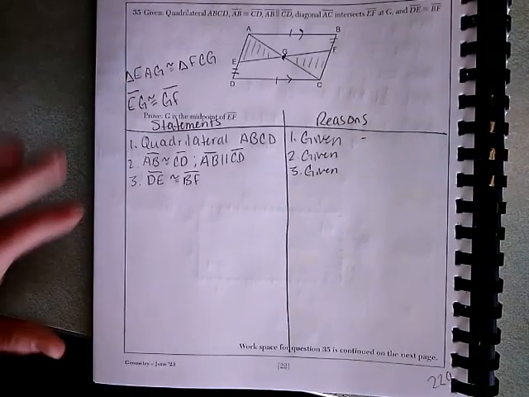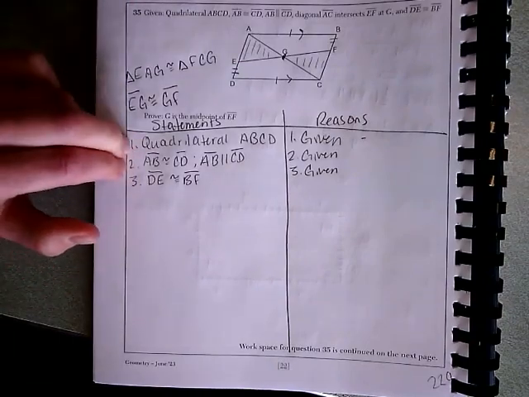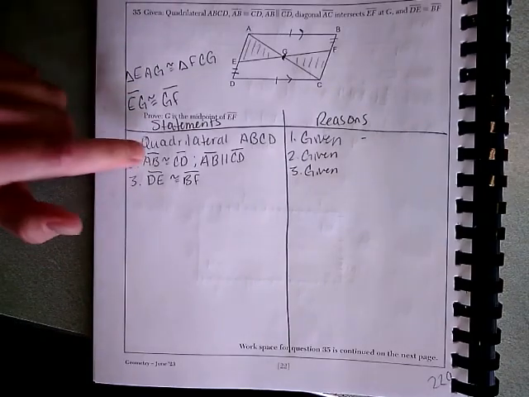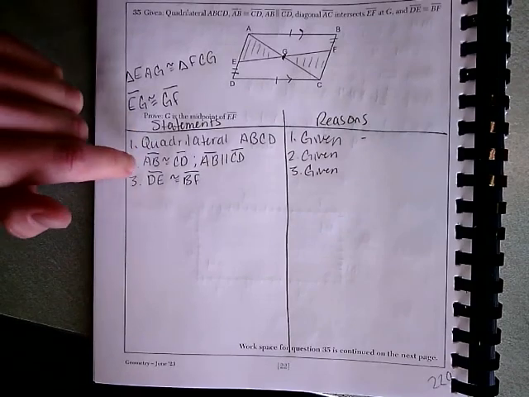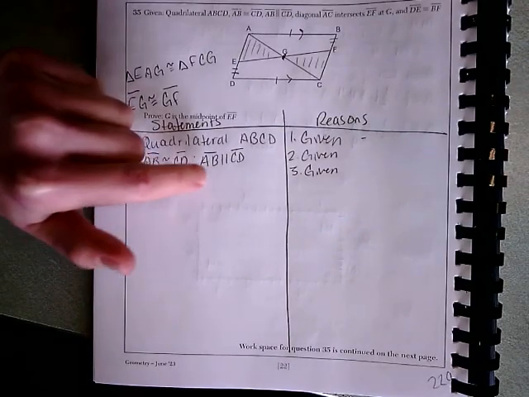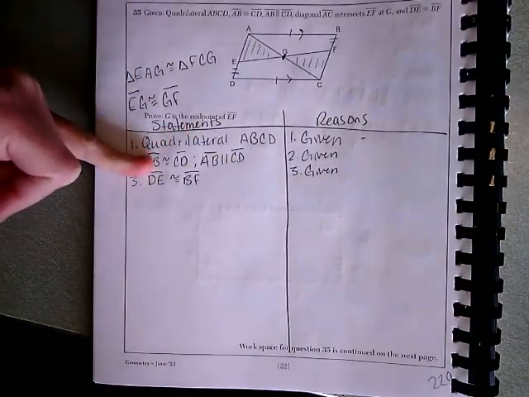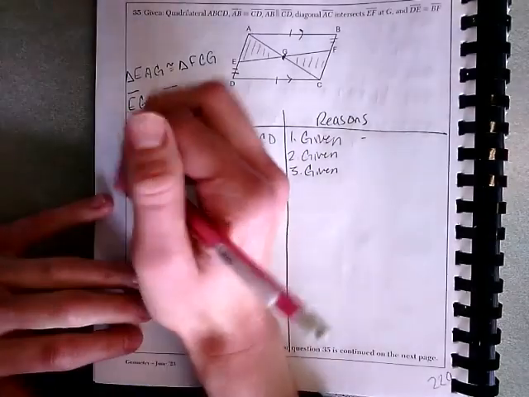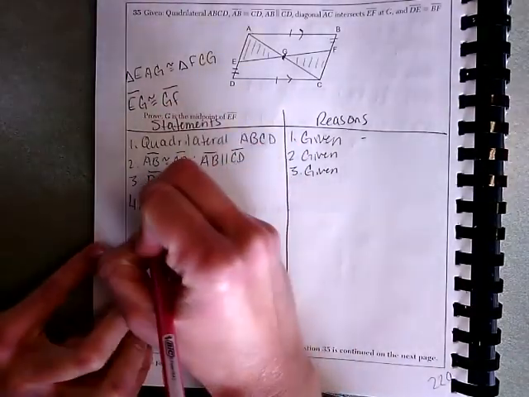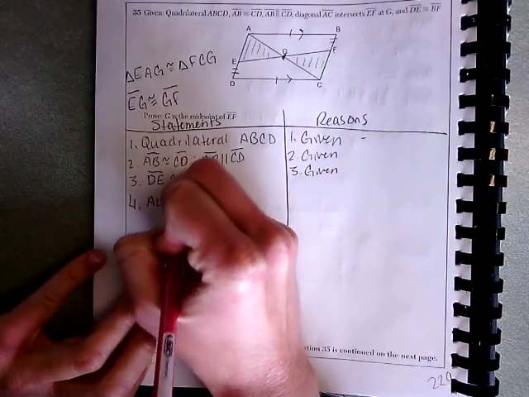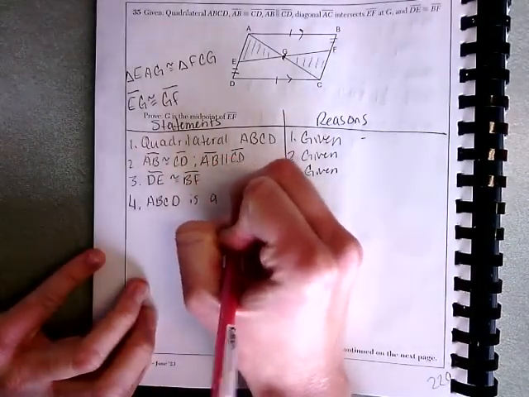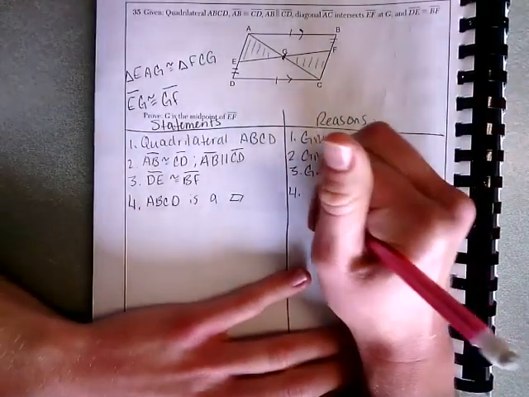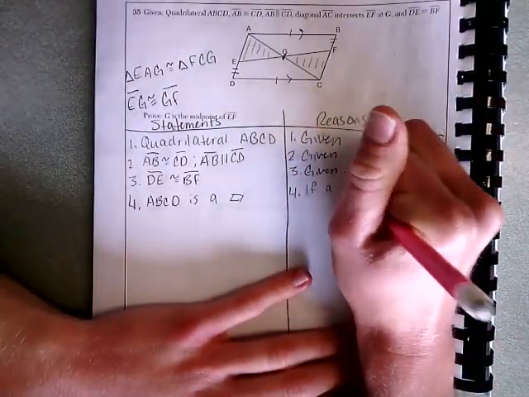All right, now let's think about our first two givens. Our first two givens is quadrilateral ABCD, and we have AB is congruent to CD, and AB is parallel to CD. So remember, when a quadrilateral has the same sides, both parallel and congruent, it is a parallelogram. So before we go any further, we should say that ABCD is a parallelogram.